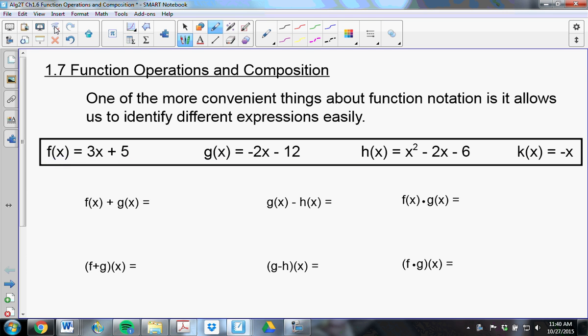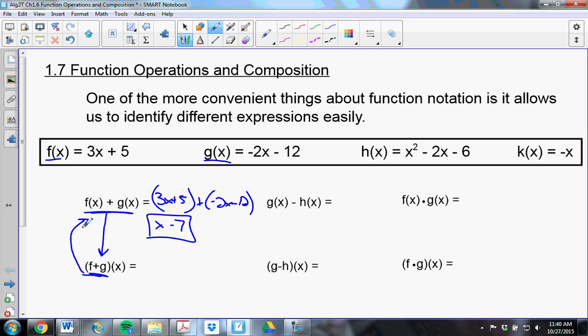So if I was going to do f of x plus g of x right here, that's really just, here's my f of x, and here's my g of x, and I put them together, and I get 3x minus 2x is x, 5 minus 12 is negative 7, and it's x minus 7. And this is actually the same as this. There's this kind of shorthand to just do f plus g of x, and this is saying the same thing. So this would also just be x minus 7.